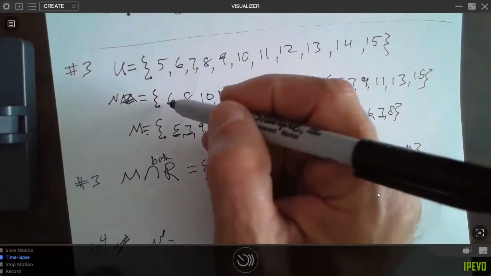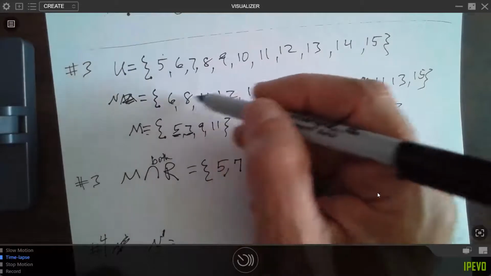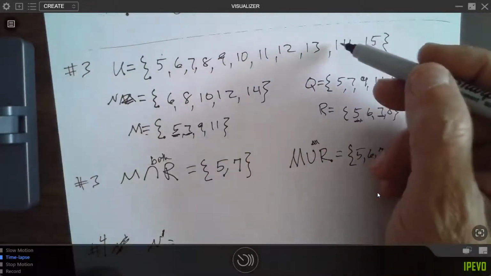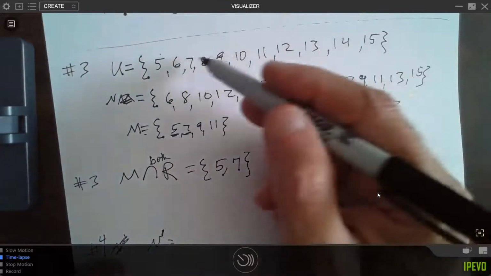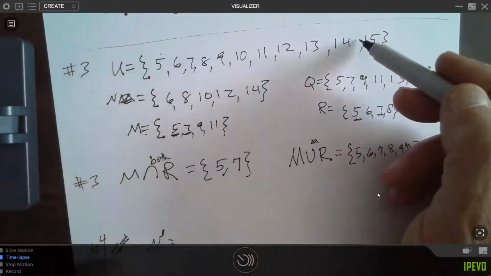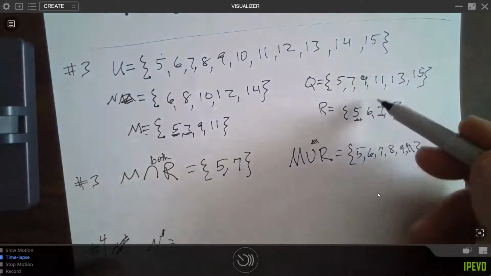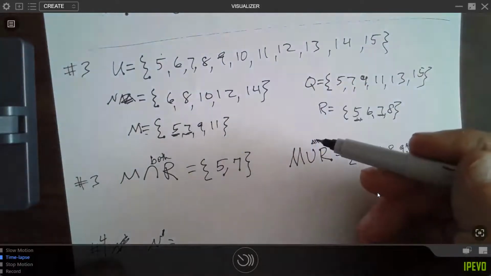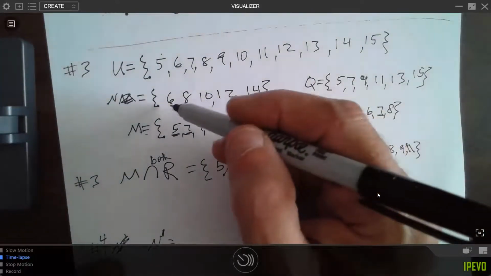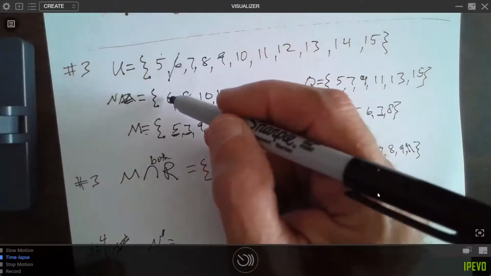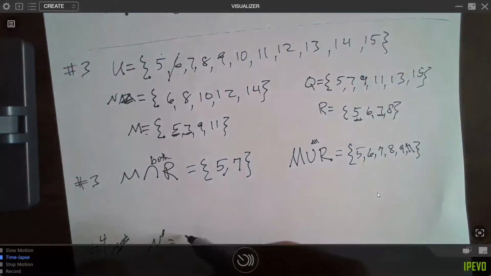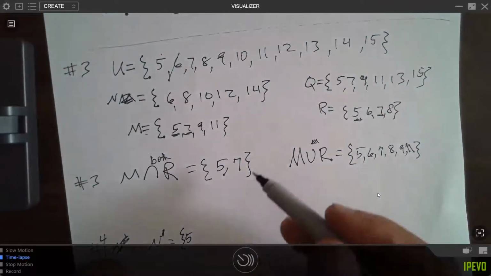So basically, we look at set N and we cross out anything that's in set N. We cross that out of our universal set. Universal set meaning the universal set has everything that all these other sets have. So since N has 6, we cross 6 out. Well, 5's not in N, so we put 5 in here in the complement.